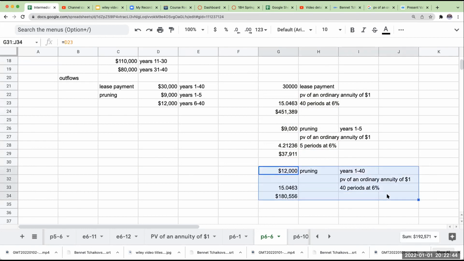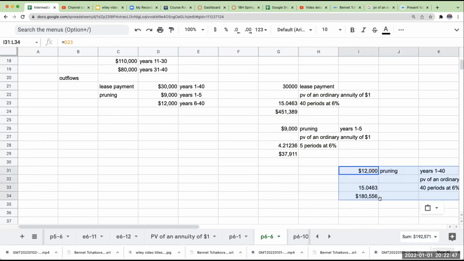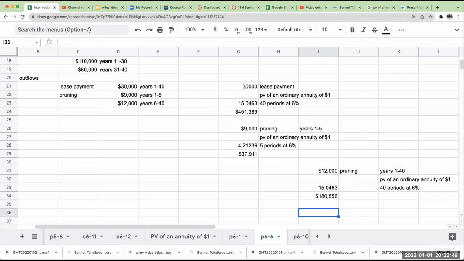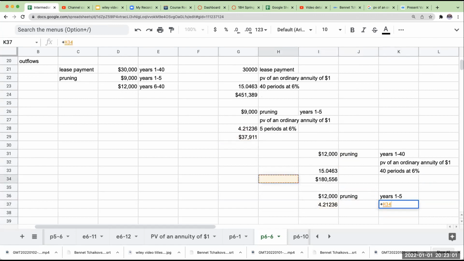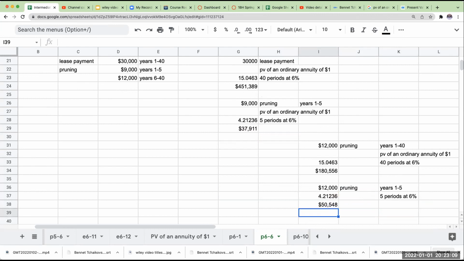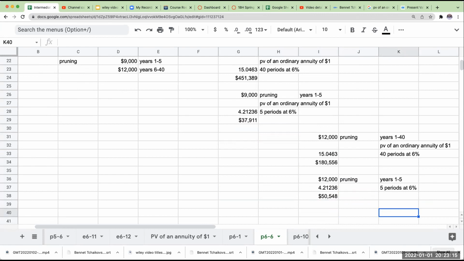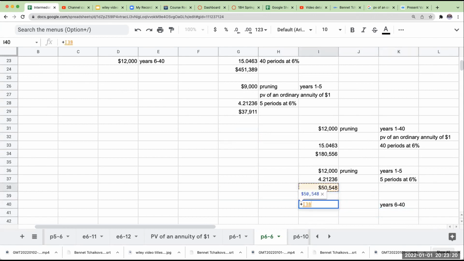Now, the problem is I'm assuming in this part over here that I've got years 1 through 5. So what I'm going to do with this one is I'm going to say, okay, this is for the full years 1 through 40. But now I'm going to back out the pruning of years 1 through 5. So I'm essentially going to remove that from the equation by coming over here and doing this 5 periods at 6%. So I'm going to remove the first 5 years out of this. That comes up to 50,548. So then now if I remove years 1 through 5 from years 1 through 40, this is going to give me years 6 through 40.